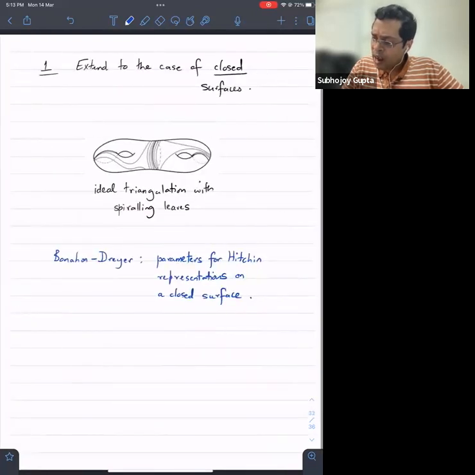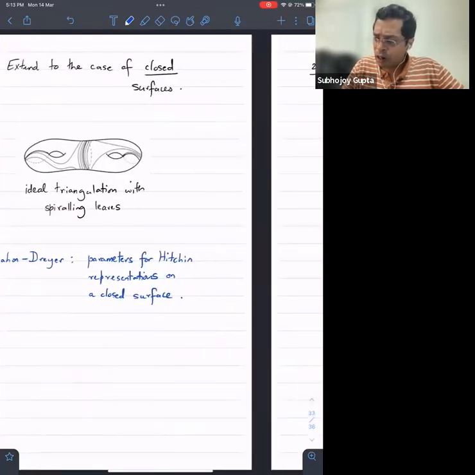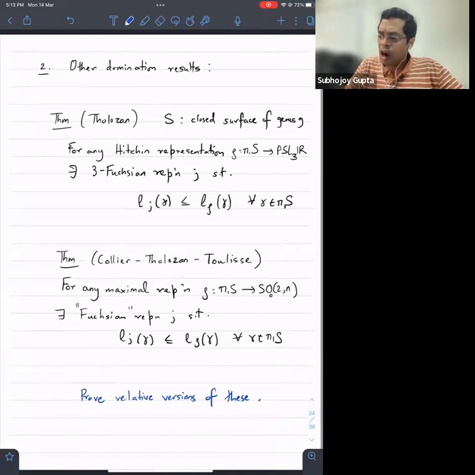And there are other directions. For example, you can extend the case of closed surfaces, or there are other domination results that we can prove for closed surfaces that are known, and one can try to prove relative versions of these. So these are more directions that we can go to.